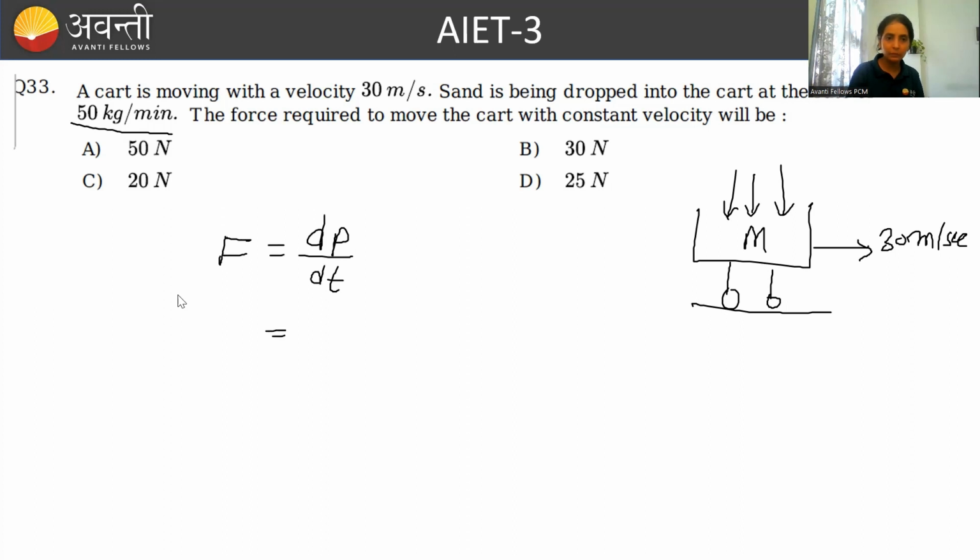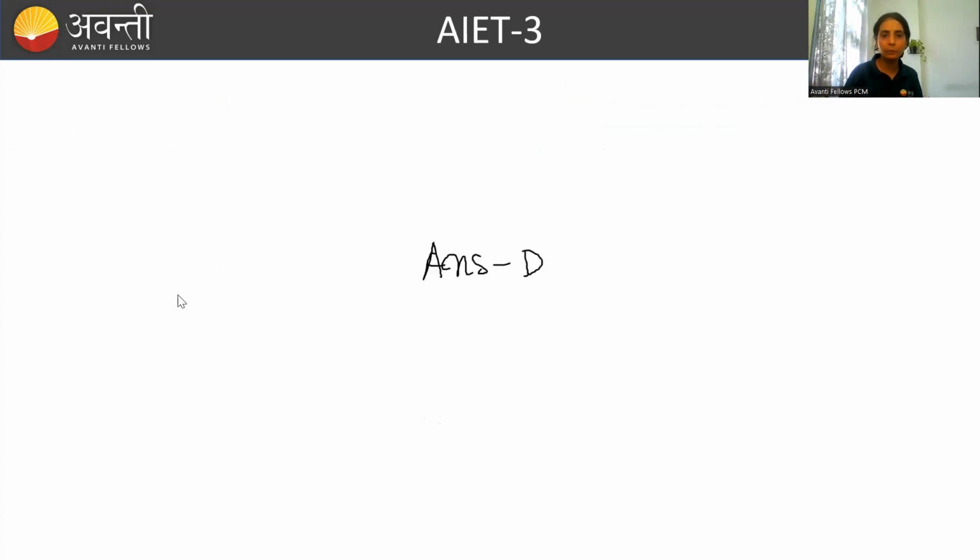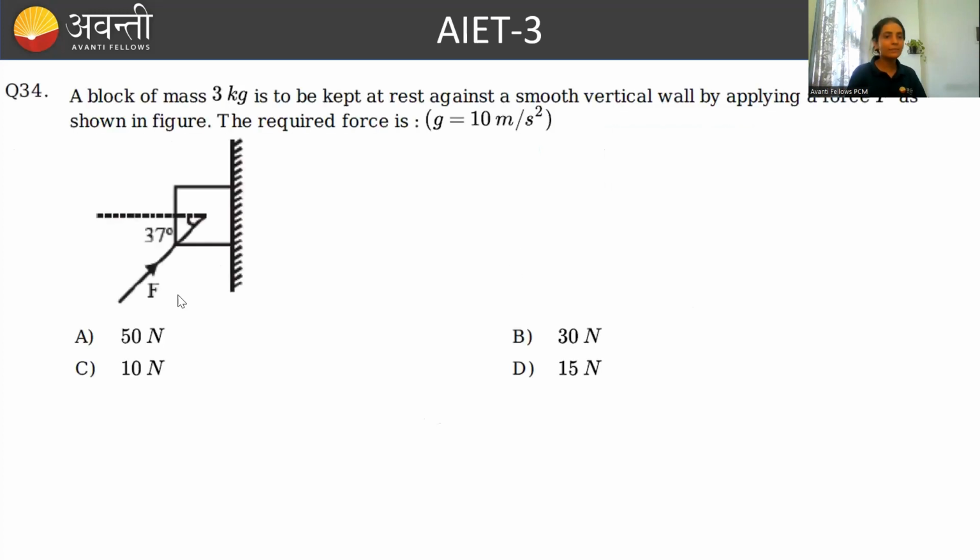dp by dt. So dp is what? d(mv) by dt, momentum. Here velocity is not changing, right? So take v as constant, so it is v dm by dt. Then velocity we have to keep constant, 30 meter per second. So 30 into dm by dt. Rate of change of mass is how much? 50 kg per minute. That is 60 seconds. Done. So if you solve it, this will become equal to 25 Newton. So correct answer will be what? It will be 25 Newton.